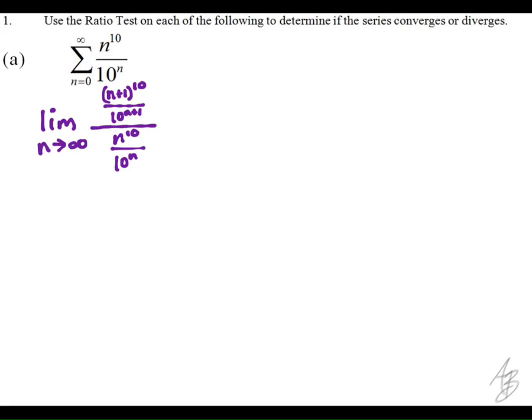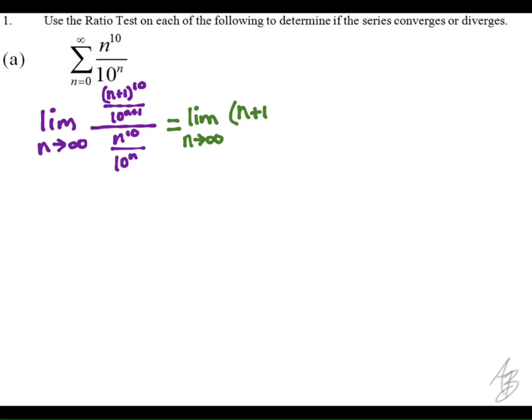Now, it's important for the ratio test to work that these terms are going to be positive. Since n is starting at 0 and going to infinity, n to any power is going to be positive, and 10 to the nth power is also going to be positive, so we don't have to worry about absolute series here. These are going to be positive terms.